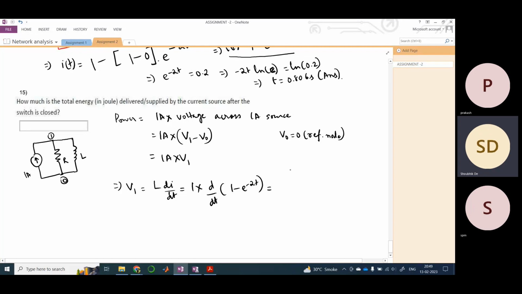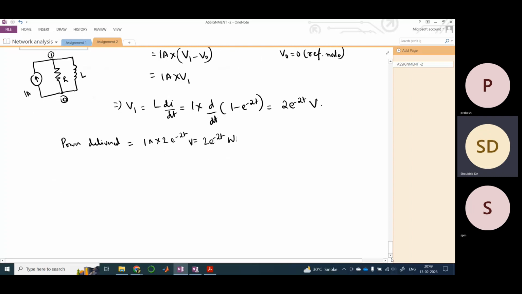So if we make the derivative of it, this would become 0, and here this minus 2 would come outside, and this minus minus would make plus. This would be 2e to the power minus 2t volts. So therefore the power delivered would be 1 ampere into 2e to the power minus 2t volt, right? So this would be 2e to the power minus 2t watt. So this is the power delivered.